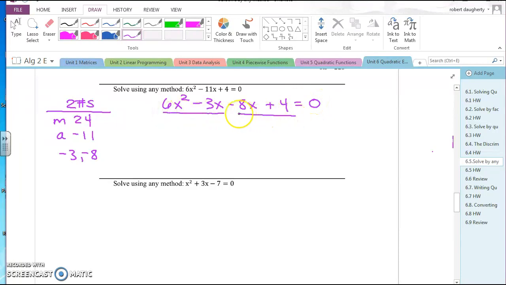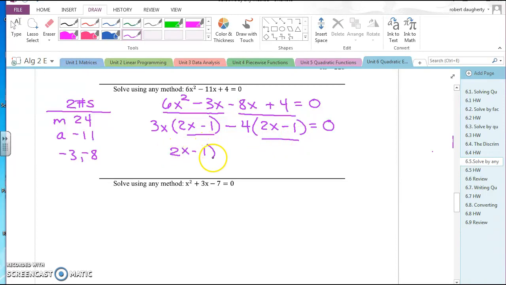factor by grouping. So the first two terms have a 3x in common, so that leaves 2x minus 1. Bring down that minus sign. I could factor out a negative 4 from the next terms, and so what do I multiply negative 4 by to get a negative 8x? That would be a 2x. What do I multiply negative 4 by to get a positive 4? That's a negative 1. So now I see this 2x minus 1 occurs twice. I can factor that out. So this is 2x minus 1 times 3x minus 4 equals 0.